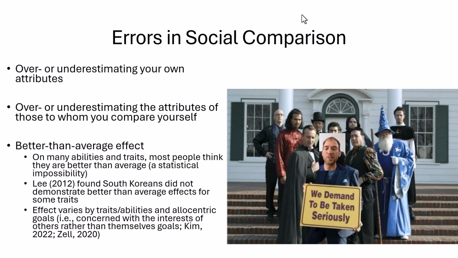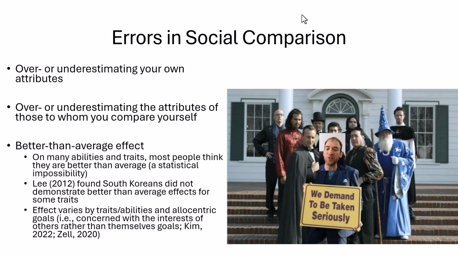One common example of this is the better than average effect. On many abilities and traits, most people think they are better than average, which is statistically impossible. So especially in the United States, you ask a person, where do you fall on this trait? And the majority of people will say they're better than average, which again is statistically impossible. That is literally the definition of average. Everybody cannot be above average.